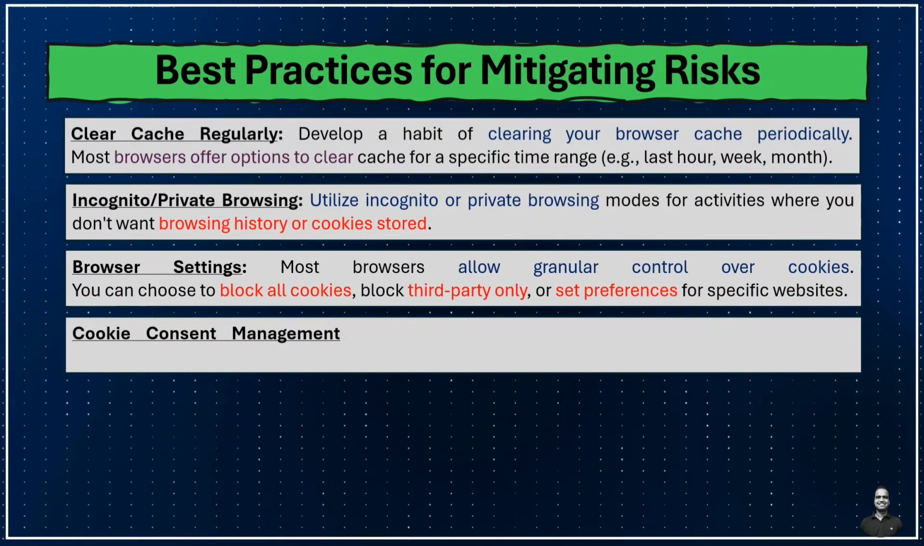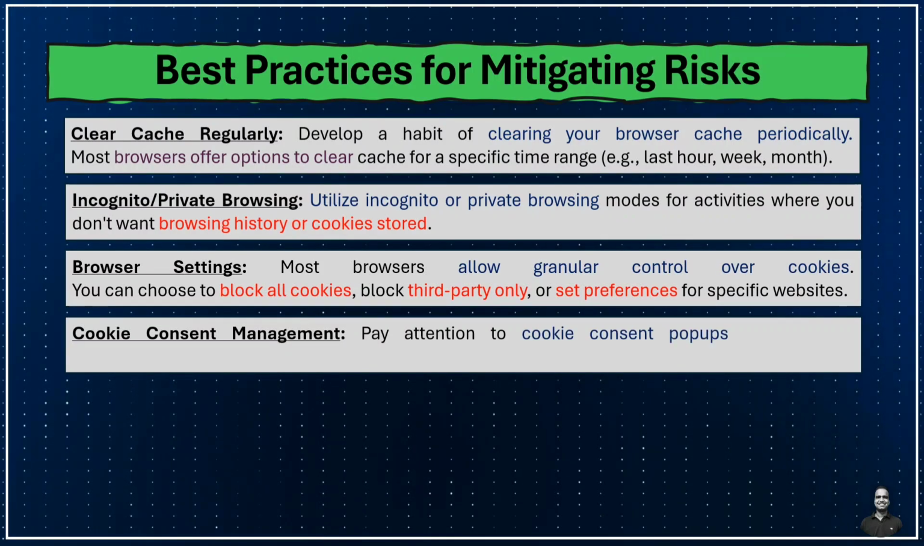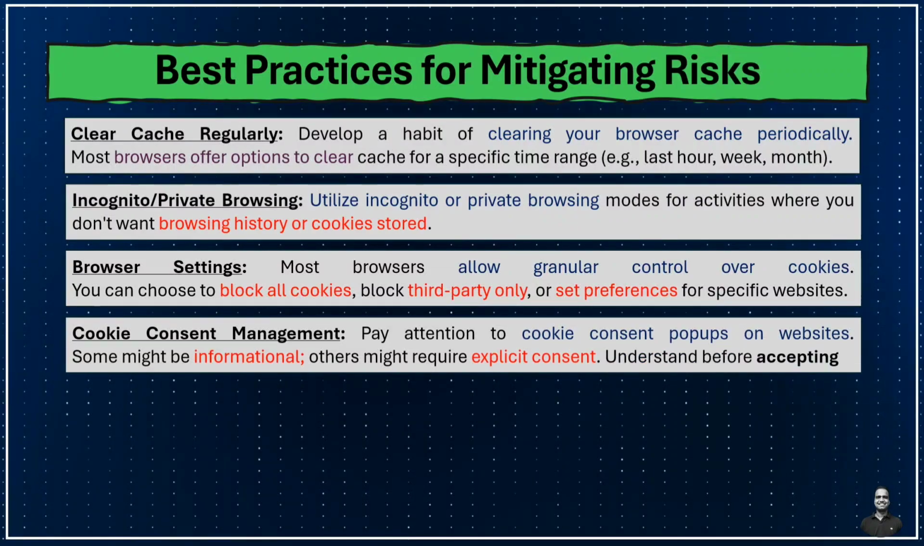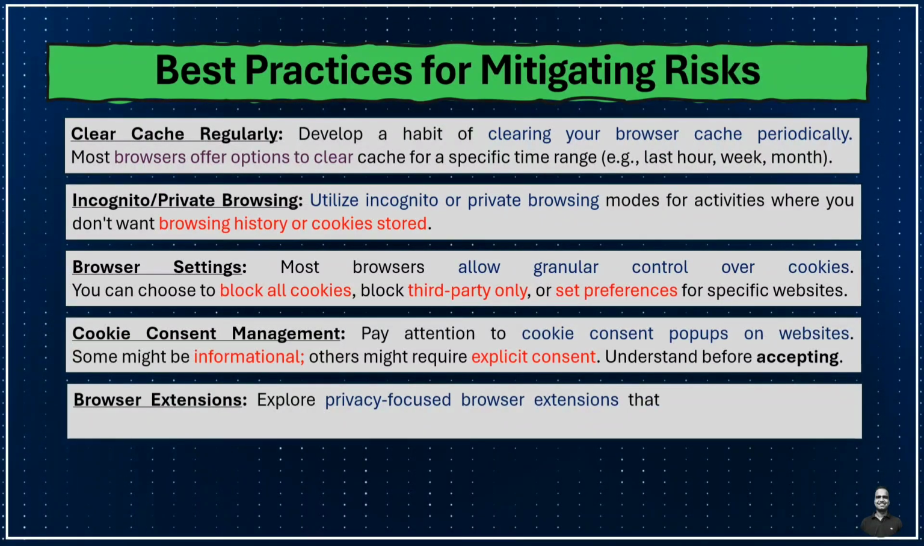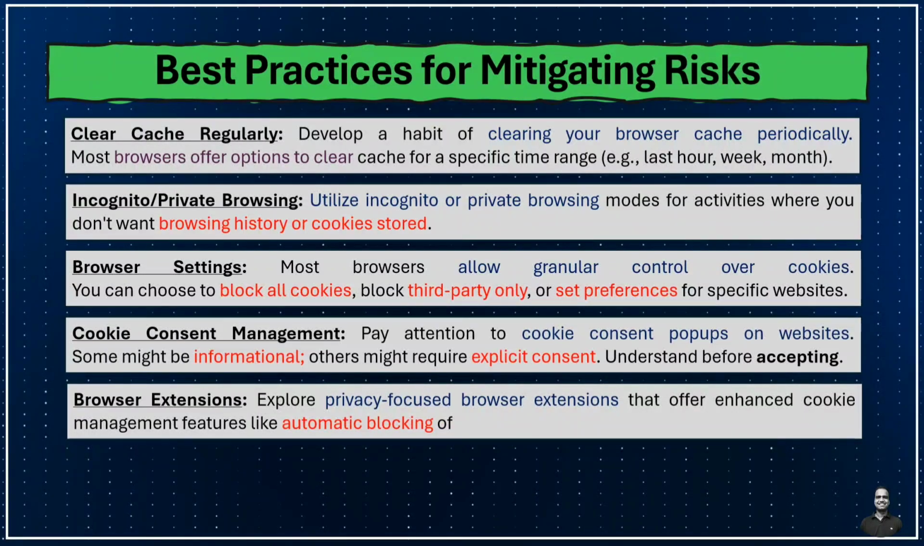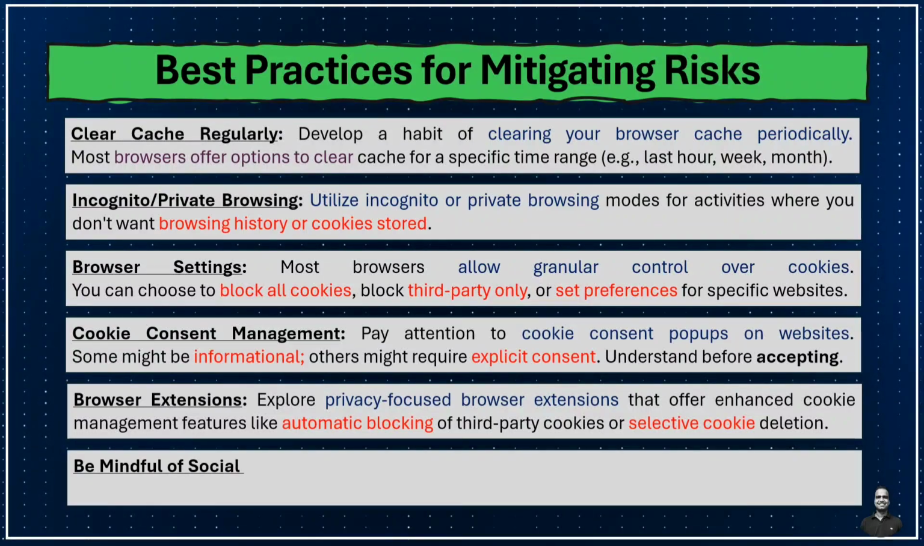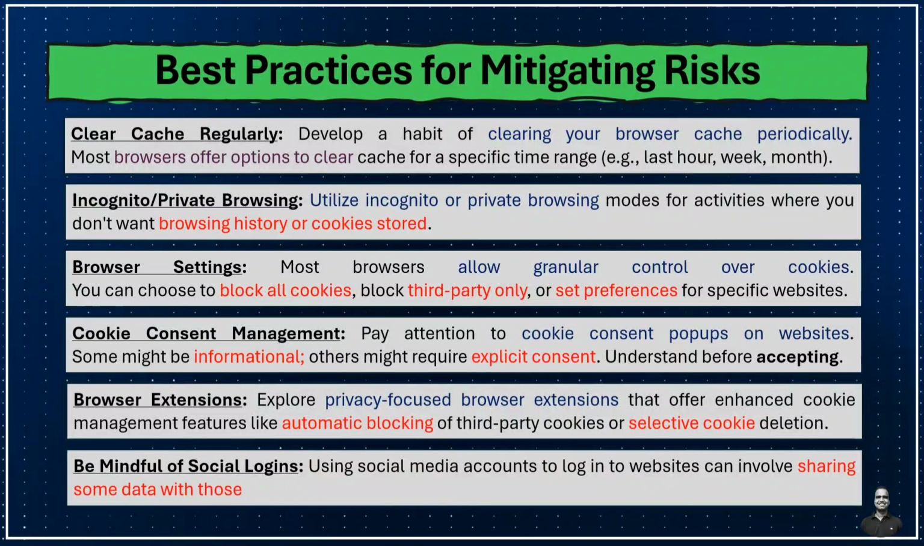Cookie consent management. Pay attention to cookie consent banners on websites. While some might be informational, others might require explicit consent. Understand the cookie policy before accepting or declining. Explore privacy-focused browser extensions that offer enhanced cookie management features like automatic blocking of third-party cookies or selective cookie deletion. And using social media accounts to log into websites can involve sharing data with those platforms. Be selective about what social logins you use and understand the privacy implications.